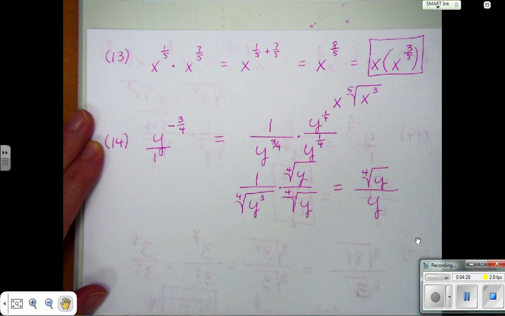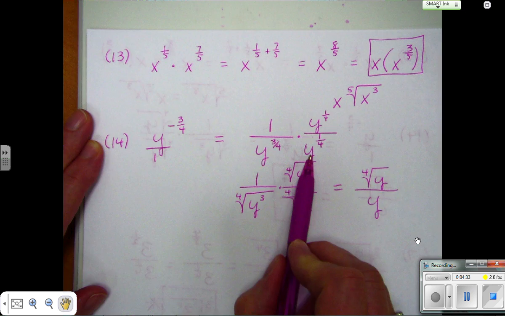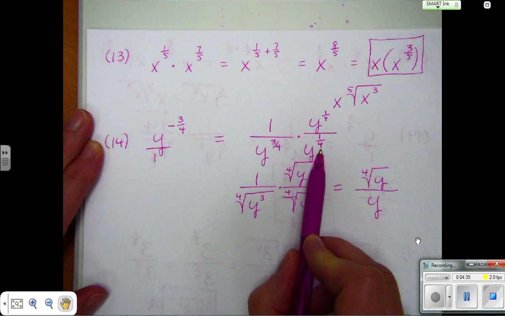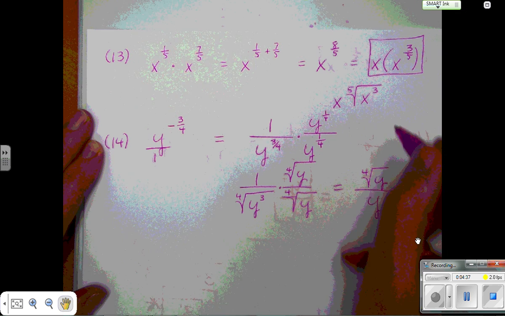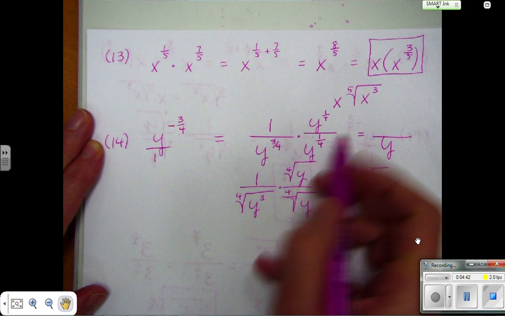So now I have base times base. I'm adding my exponents together. 3/4 plus 1/4 is 4/4, which is 1. So I have y to the first power in the denominator. 1 times y to the 1/4 is just going to be y to the 1/4.